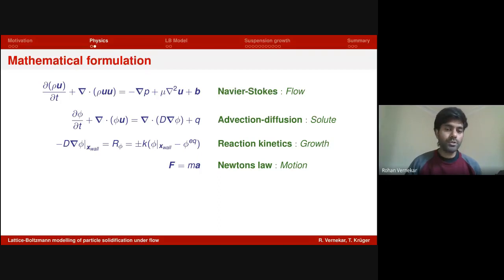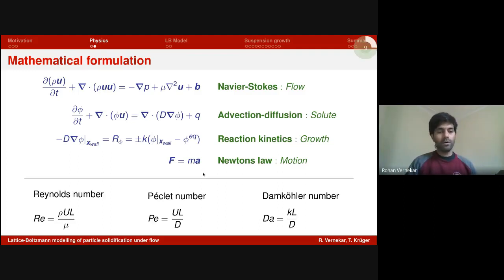And the particle motion is going to be simple Newton's law. This is resolved for the particles using the momentum exchange algorithm of Ladd and Ihen. Now, these equations give out 3 dimensionless numbers of importance.